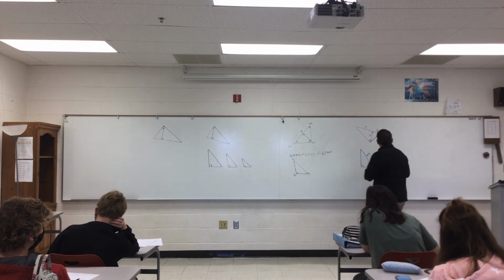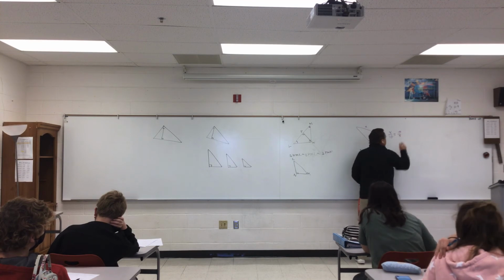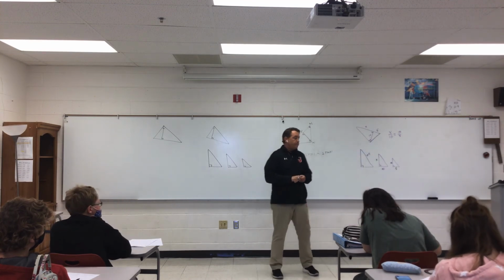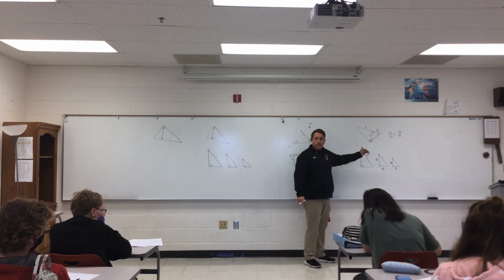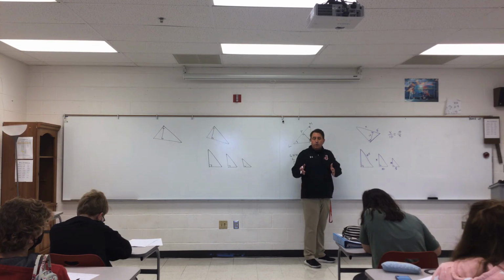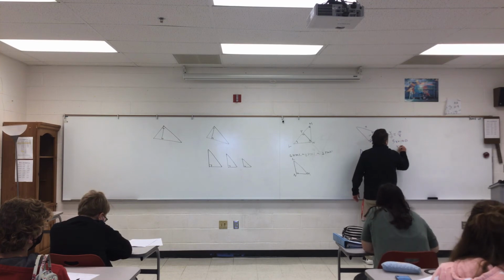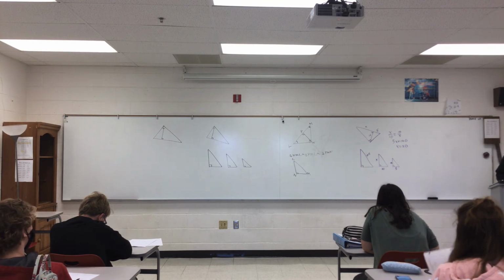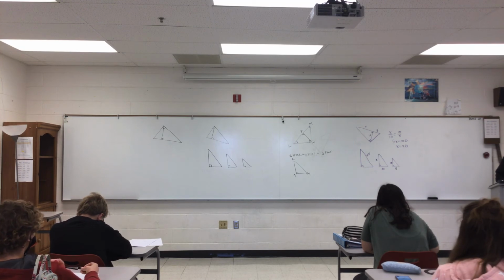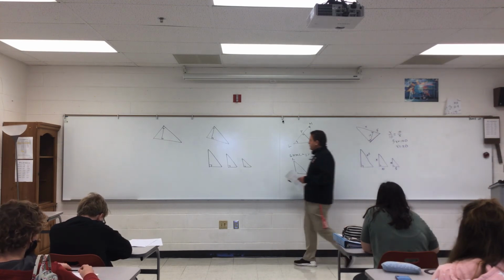So we can set up x over 10 equals 10 over 5. Let's all write down that proportion. So x over 10 would have to equal 10 over 5. Now when we get a proportion, now we can solve it. 5 times x equals 100. We divide by 5, we get x equals 20. All right, let's turn the page and do one more together.